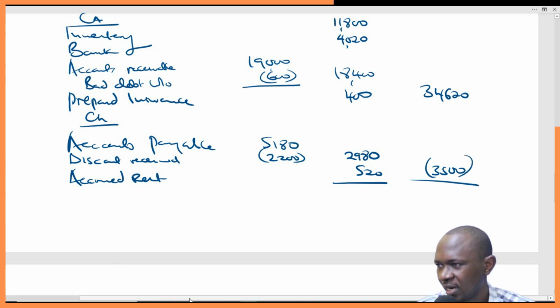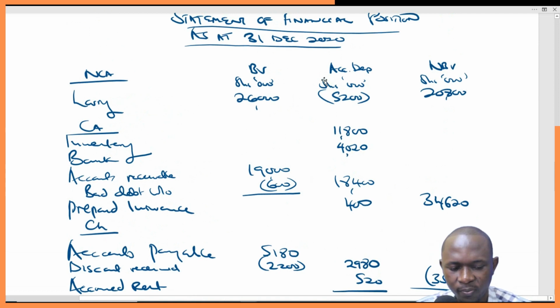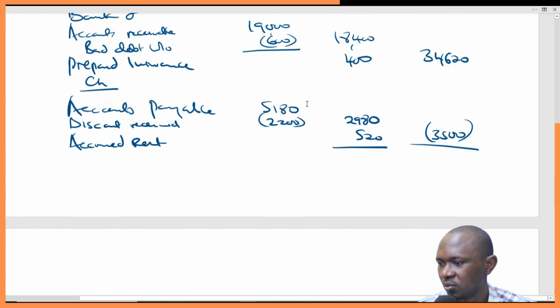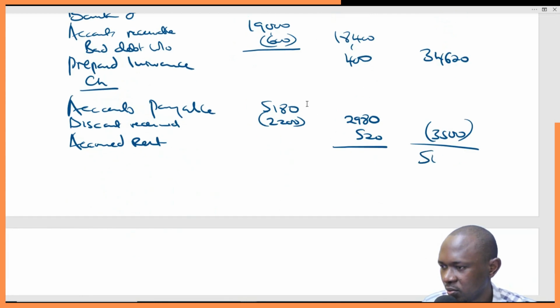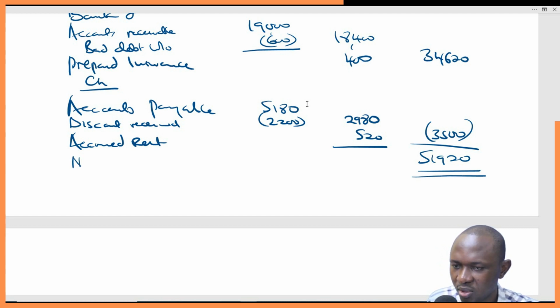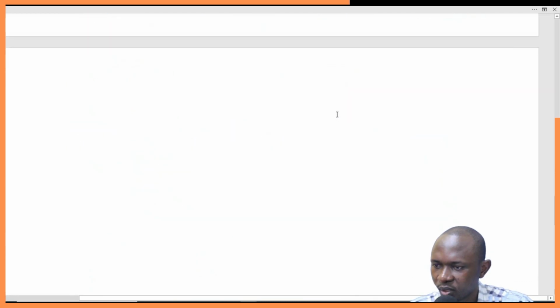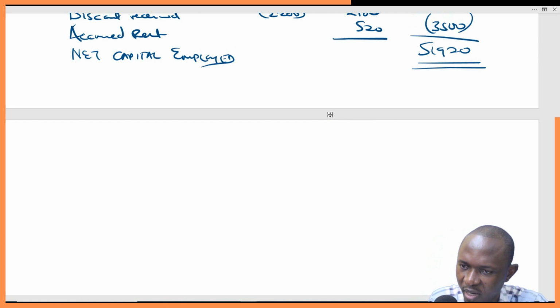So we take the non-current assets plus current assets, 34,620 minus 35. This gives us 51,920. This is our net capital employed, 51,920. Then we go to the other side, the financed by section.